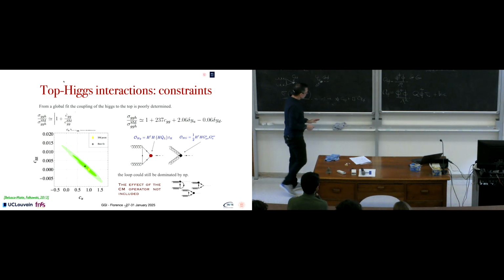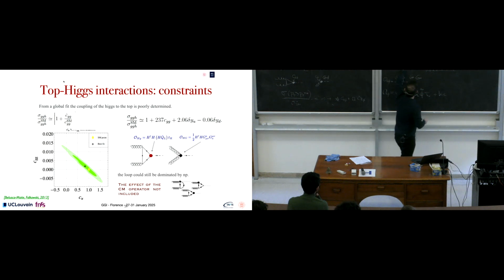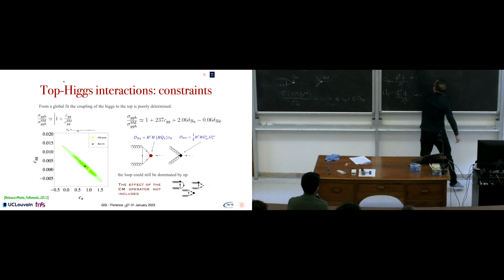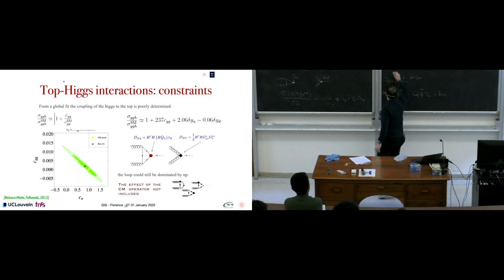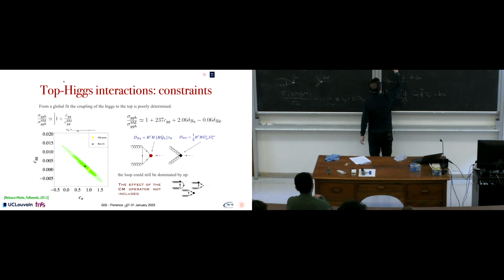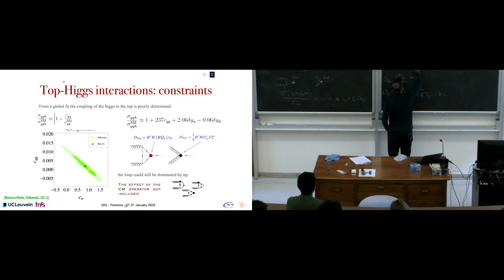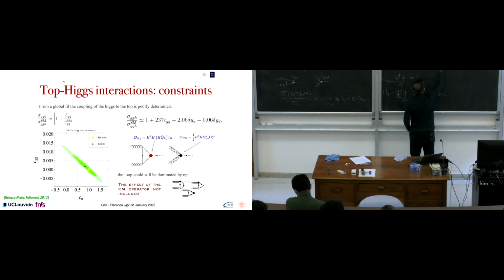So now let me complicate it again. Now I have two observables and two unknowns. Let me now add one further operator. It's called the chromo operator. It's a different one. It's a dipole operator. So there is a color matrix somewhere. Let me put it here. So this is a dipole.